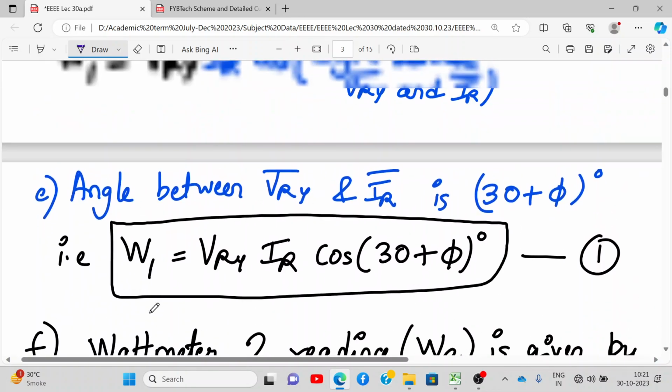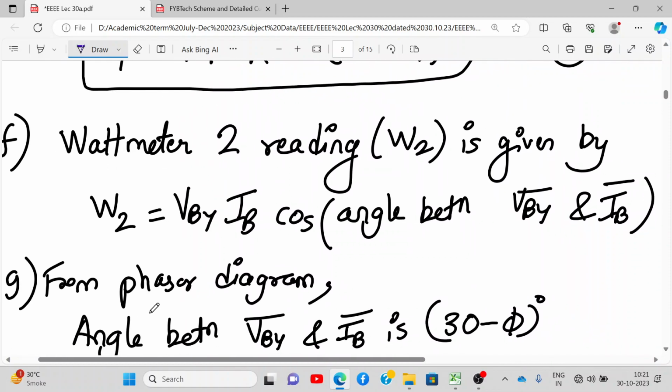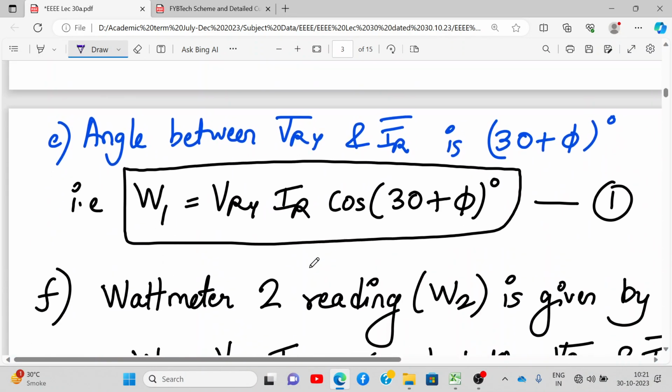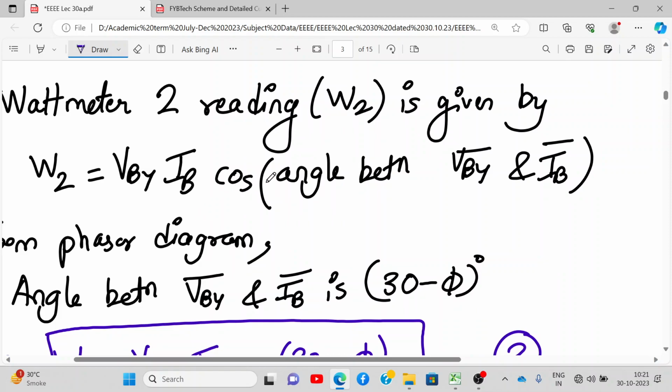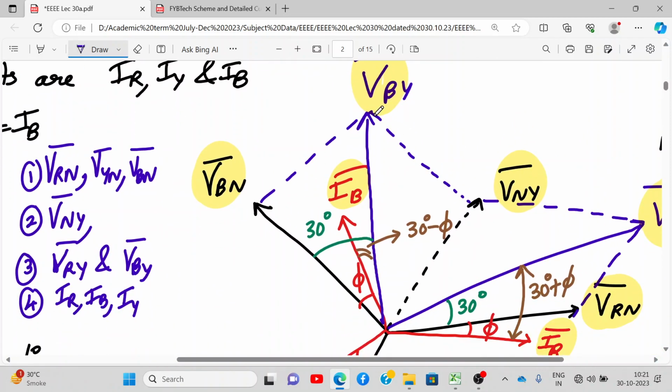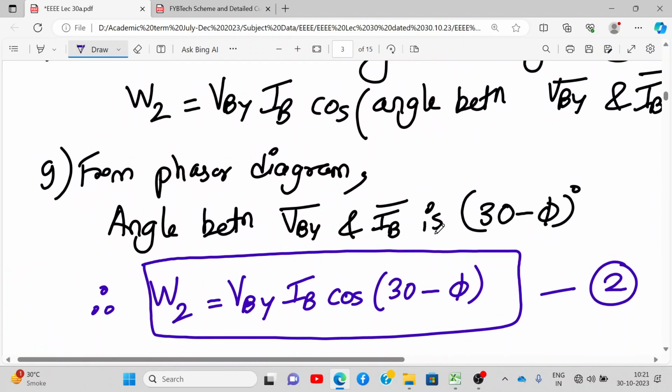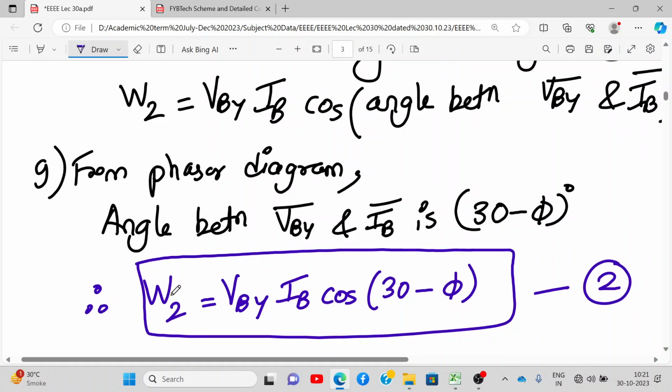Alright. Next, the wattmeter 2 reading W2 is given by VBY and IB. Wattmeter 2 measures the line voltage VBY, so it is VBY into IB into cos of the angle between VBY and IB. The angle between VBY and IB is 30 minus phi, which we have already shown in the phasor diagram. So W2 is VBY IB into cos of 30 minus phi. At least write this as equation number 2 in your books.